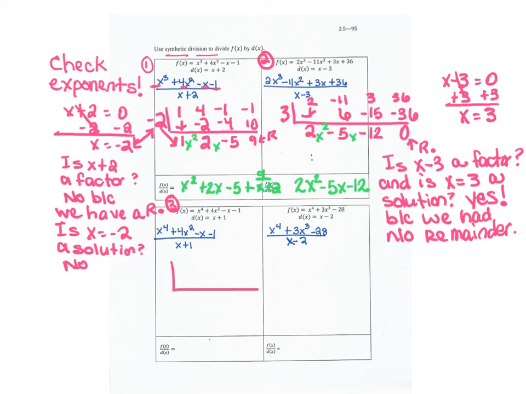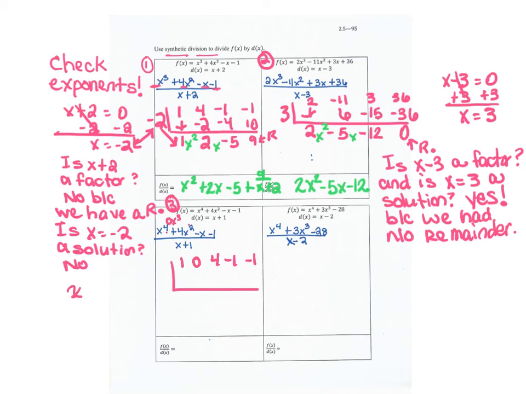So I've drawn our division house for us while you were pausing the video and looking at it. And so the first thing that I'm going to do is check my exponents. And look, I go from an x to the fourth to an x squared. I need an x cubed in there, don't I? So I would rewrite it as x to the fourth plus 0x cubed plus 4x squared minus x minus 1. So 1, 0, 4, -1, and -1.